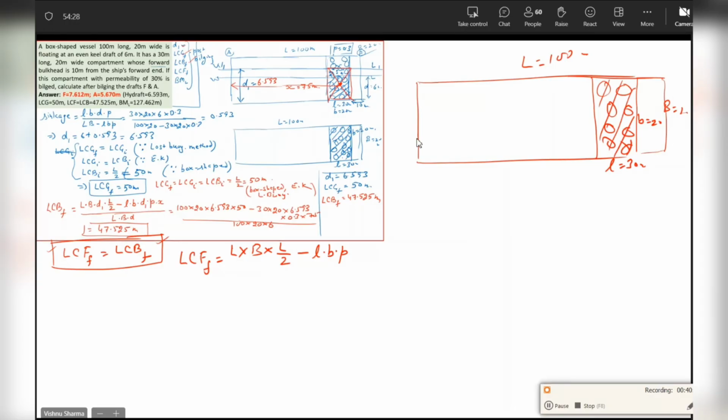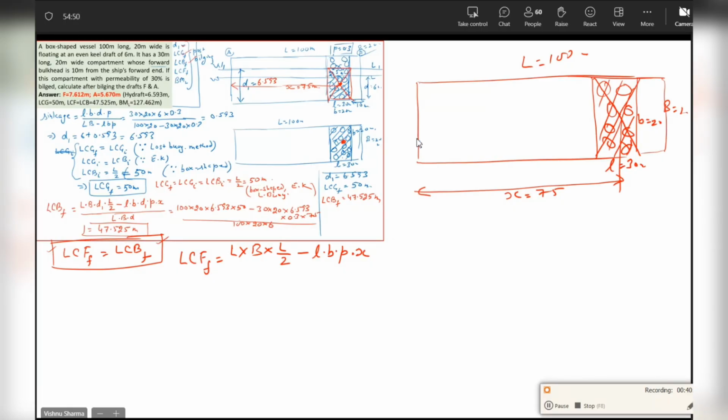And where will be the geometric center of this one? Here. We have already marked this as X. Yes or no? This center will be here. This is 75. So this will be into X. This will be the moment about the after perpendicular of the lost water plane.